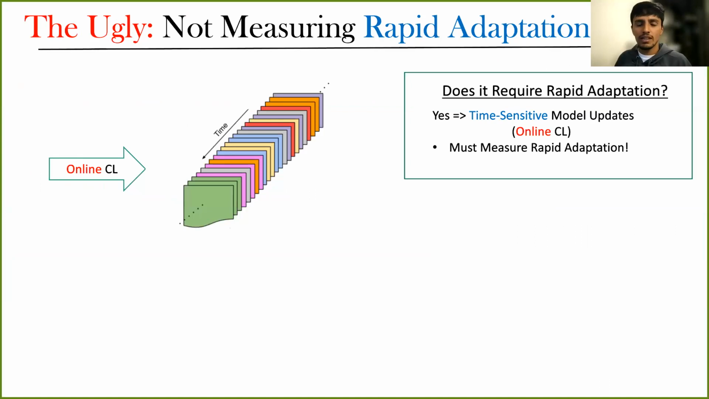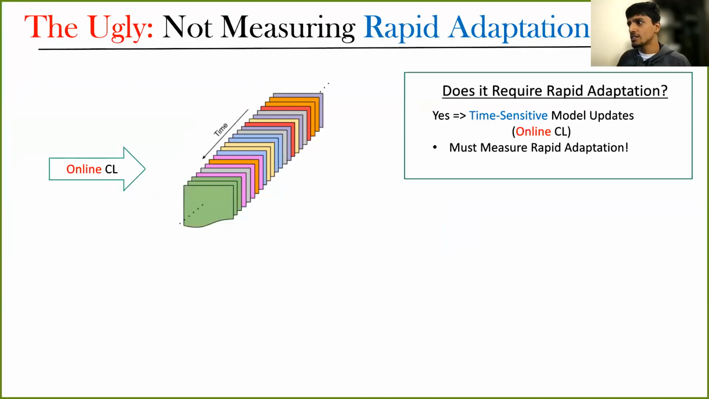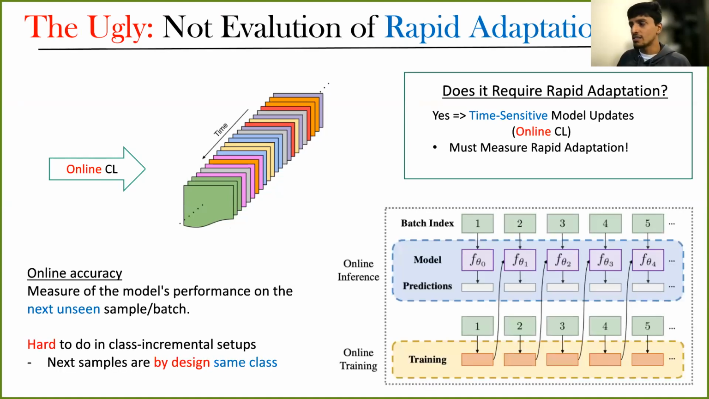But let's move on to the second ugly constraint that we find, which is not measuring rapid adaptation. Until now, this was for offline continual learning. For online continual learning, we need time-sensitive model updates. First, we ask, does past literature measure this? We say past literature has typically tested on class incremental CIFAR or class incremental mini ImageNet datasets. It's very hard to measure rapid adaptation on those datasets.